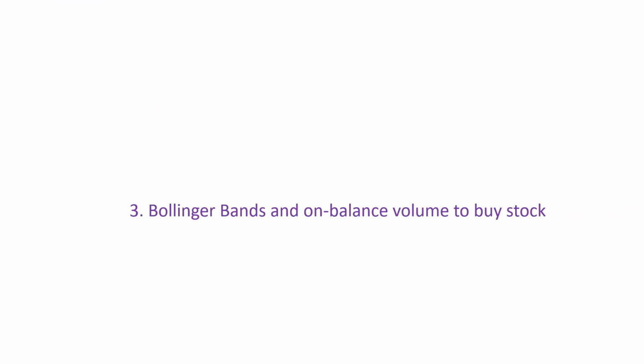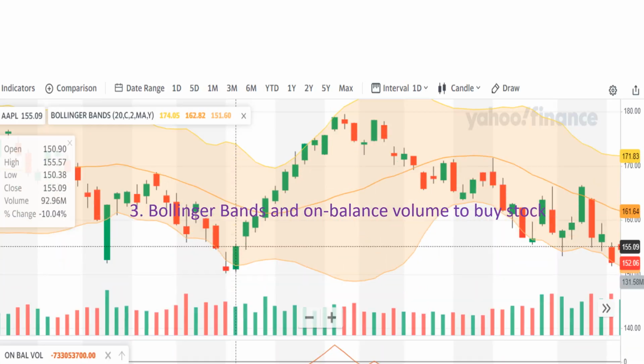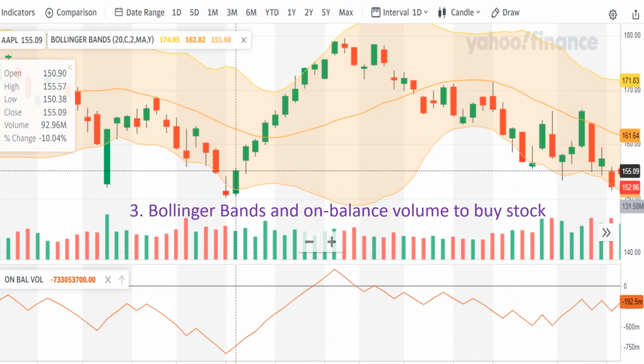The third golden trading strategy is using Bollinger Band and on-balance volume to buy a stock. This is Apple stock D1 time frame Yahoo Finance. To buy a stock based on Bollinger Band and on-balance volume indicators, first we have to set up the Bollinger Band with 20 days simple moving average and 2 standard deviation.